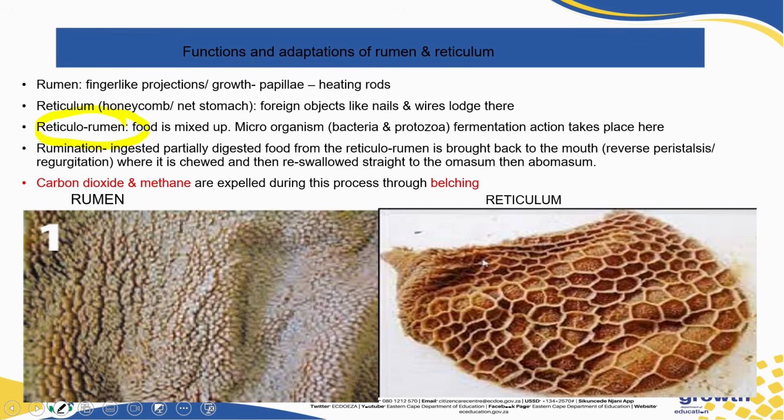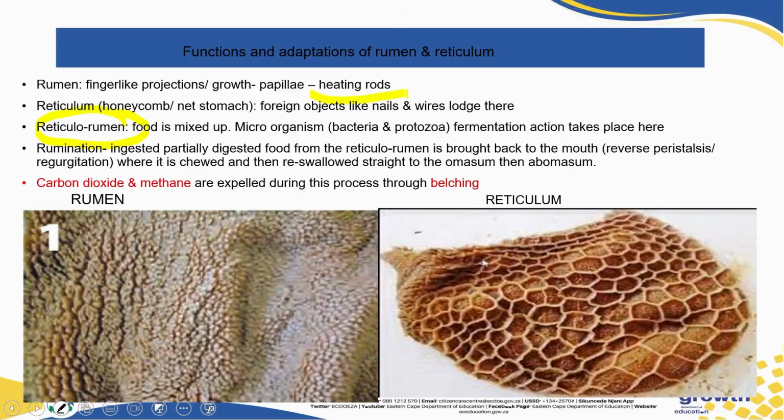The first 3 stomachs all have finger-like projections, finger-like outgrowths called the papillae. The function of the papillae is that they provide heat, and so they are called heat producers, the heating rods. So the reticulum is also called a honeycomb stomach.